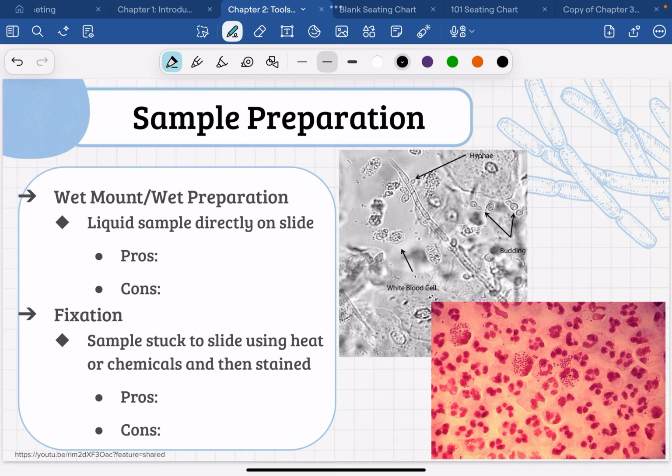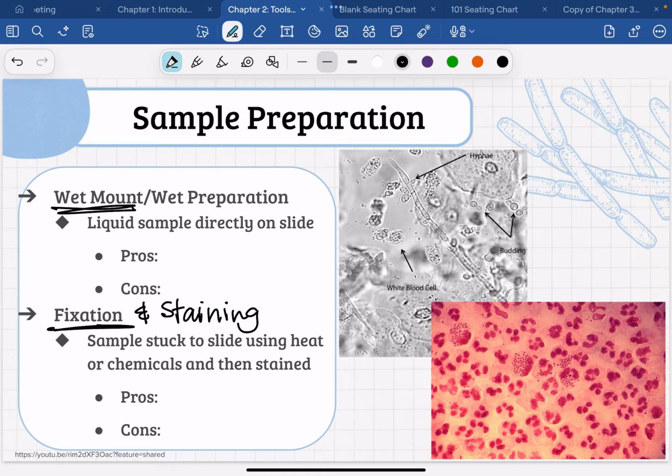So we're going to take our sample, whatever we're trying to look at, and we have to do something to it in order to put it underneath the microscope. We can't just shove an entire swab underneath a microscope. That's going to do nothing for us. There are two major ways that we prepare specimens for looking at them under a microscope. Those two ways are using a wet mount, or a wet preparation, and then what we call fixation and staining. And we're going to talk about the pros and cons of each.